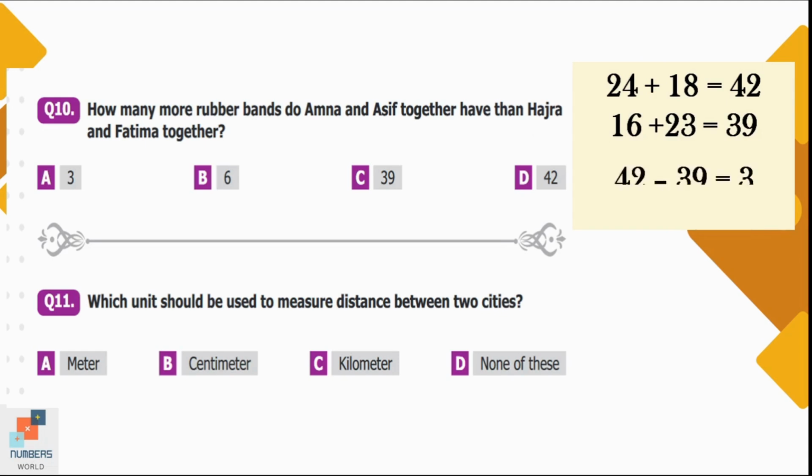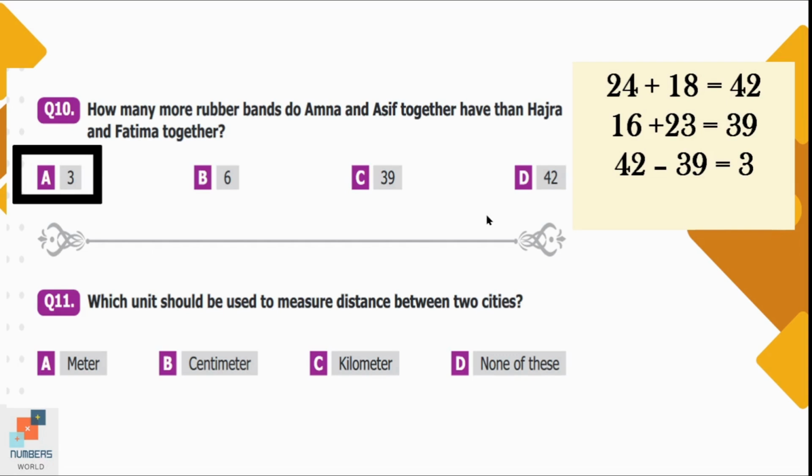Now we have to find out the difference. So 42 minus 39 is equal to 3. So option A is the correct option here.